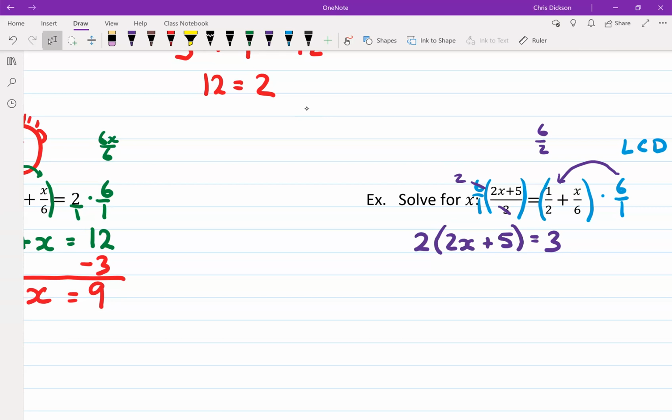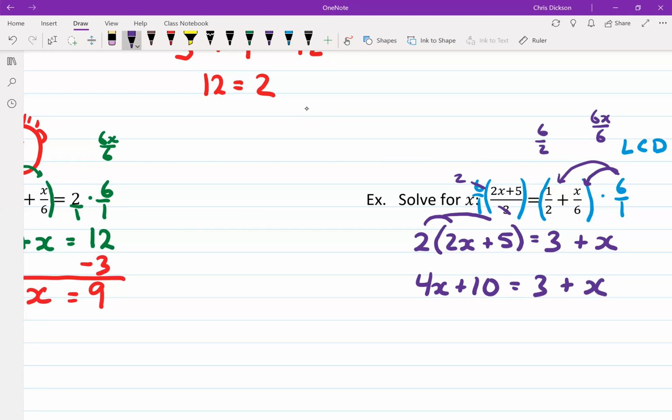And in the next one, I would get 6x over 6. So if I times that by that, I would get 6x over 6, which is just x, so plus x. Now I have to distribute that in. So that's going to give me 4x plus 10 is equal to 3 plus x.